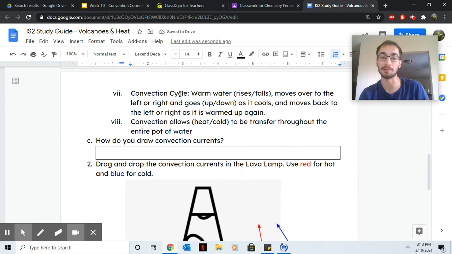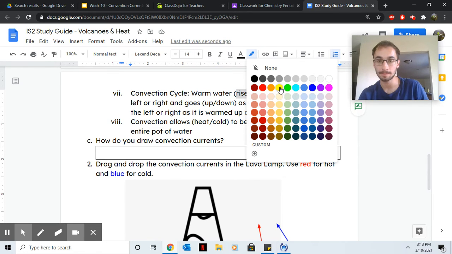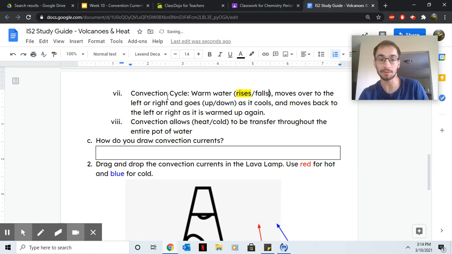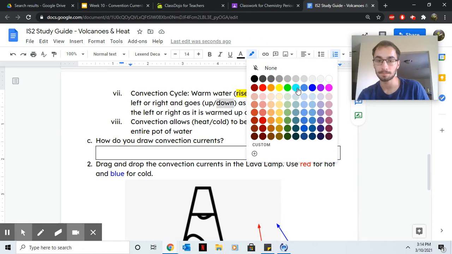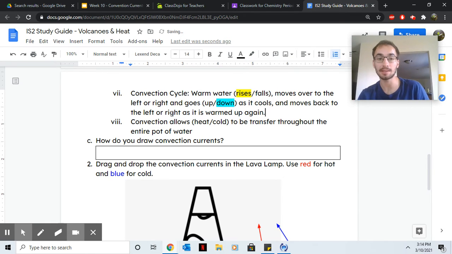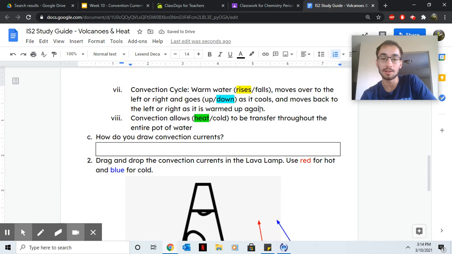Next, convection cycle. That is where warm water will rise and it moves over to the left or right, depends on what it's getting pushed towards. And then if it's cold, it'll go down as it cools. And then it moves back to the left or right, whichever way to get back to the cycle. Convection cycle is all about the flow of heat. That's what convection is. It's a method of transferring heat.